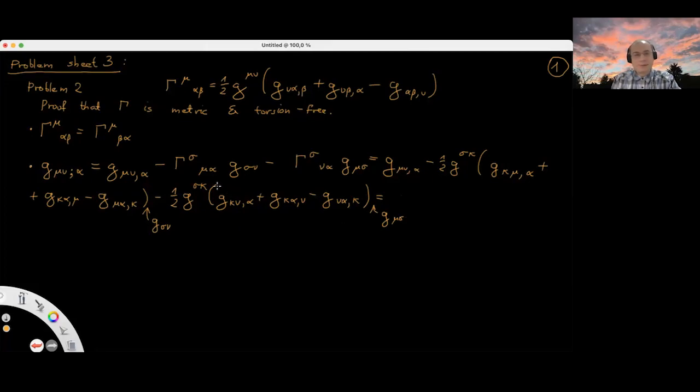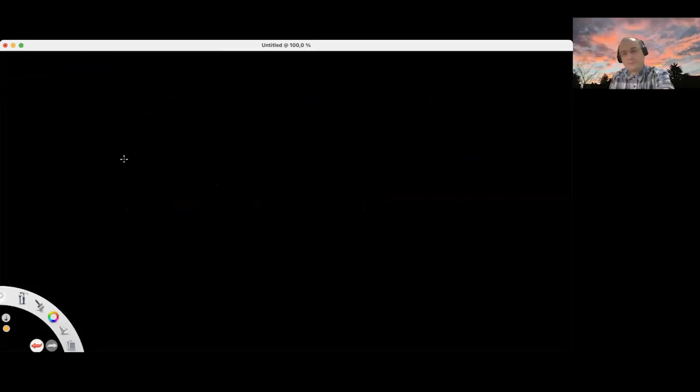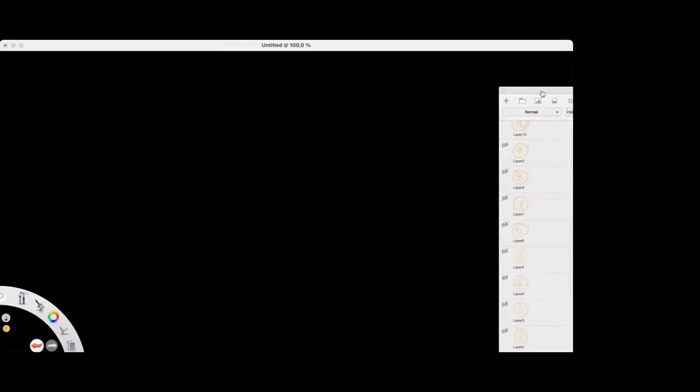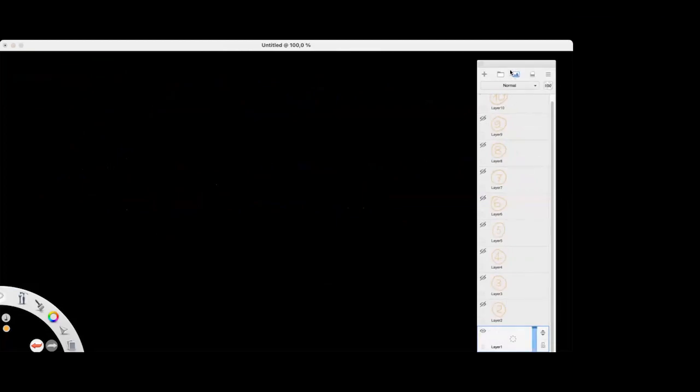So the next step is. Can I ask something? Yes. The thing is that if we say gamma is torsion free, and at the same time the derivative of g mu nu equals zero, and gamma of mu alpha beta equals gamma of mu beta alpha, then we get the Christoffel symbols equation as what is given. Is this also true?